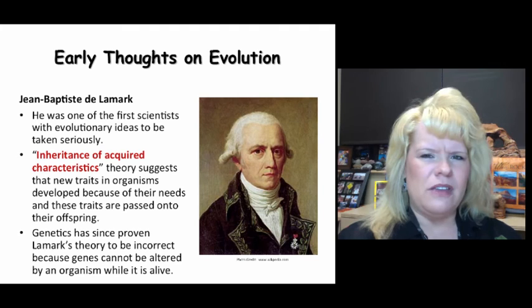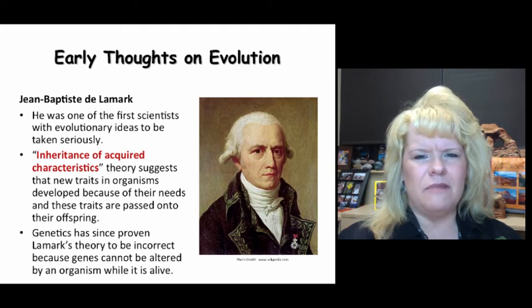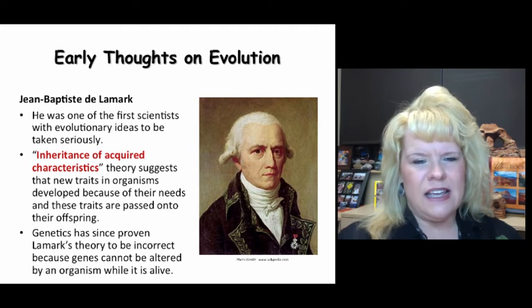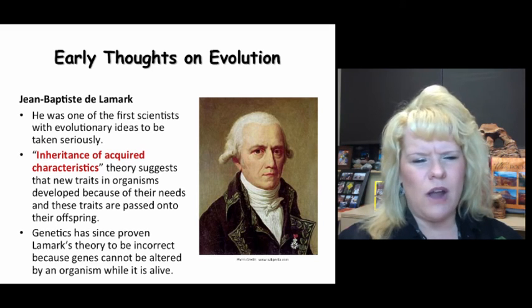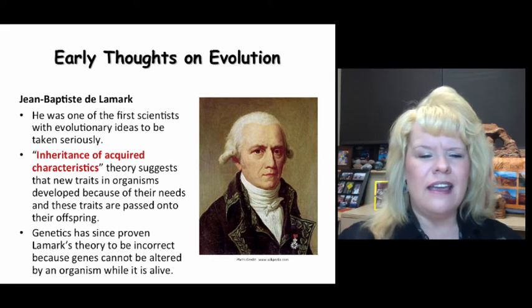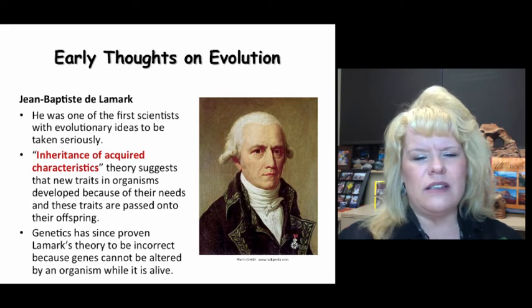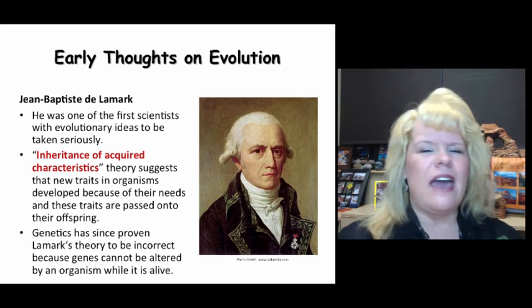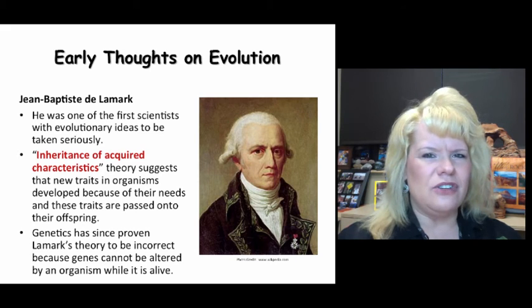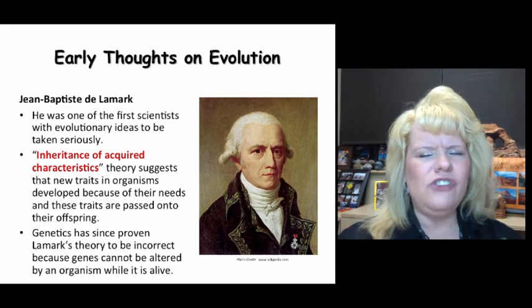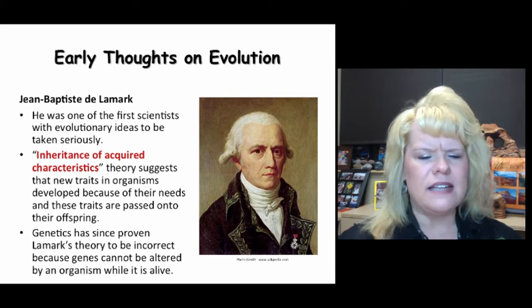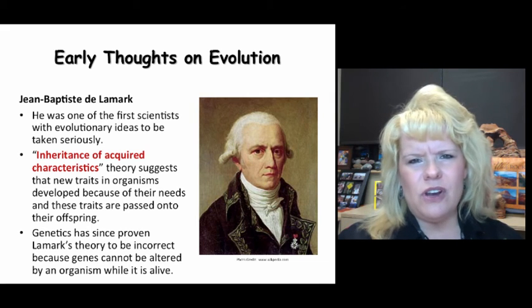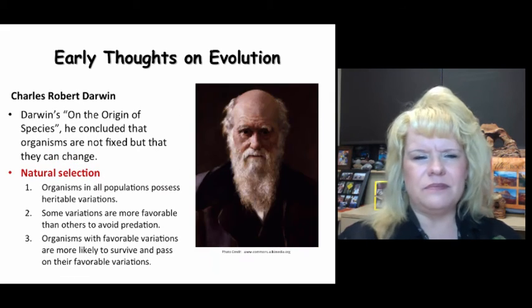The first one of these is a really famous guy by the last name of Lamarck. He said in his works that there was an inheritance of acquired characteristics, suggesting that new traits developed in organisms because of their needs, and these traits got passed on to their offspring. Genetics has since proven Lamarck's inheritance of acquired characteristics as incorrect, because genes cannot be altered in a human lifetime.